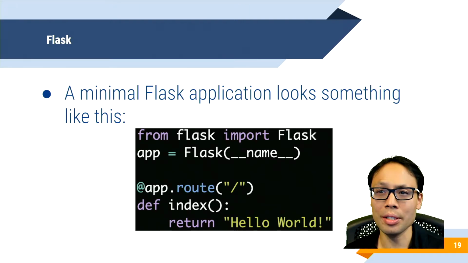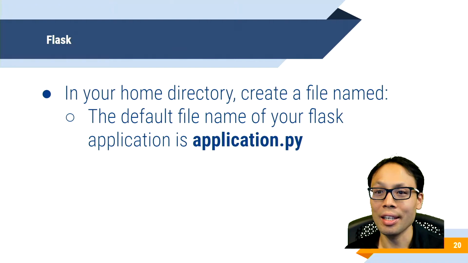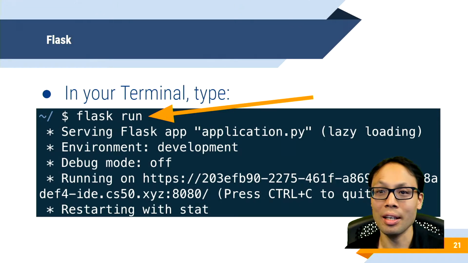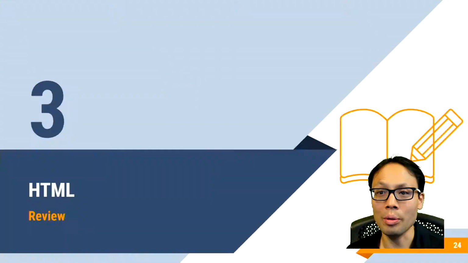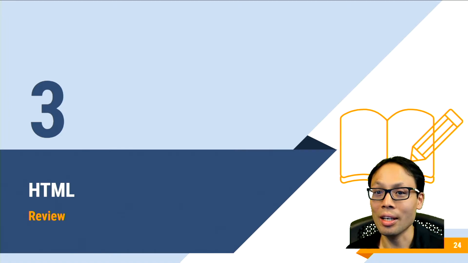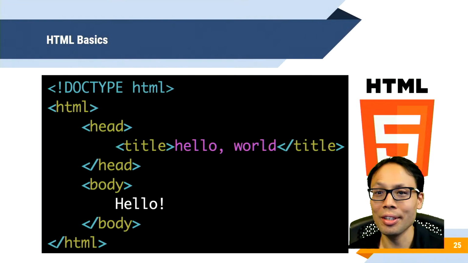All right, so a minimal Flask application kind of looks like this. I always put this here just so that you remember what a minimal Flask application looks like. To run that, again, the default name of your Flask application is always going to be application.py. And again, to run your Flask application, it's simply flask run. You click on that link that's produced if all goes well, and then you'll get a web page of what you coded.